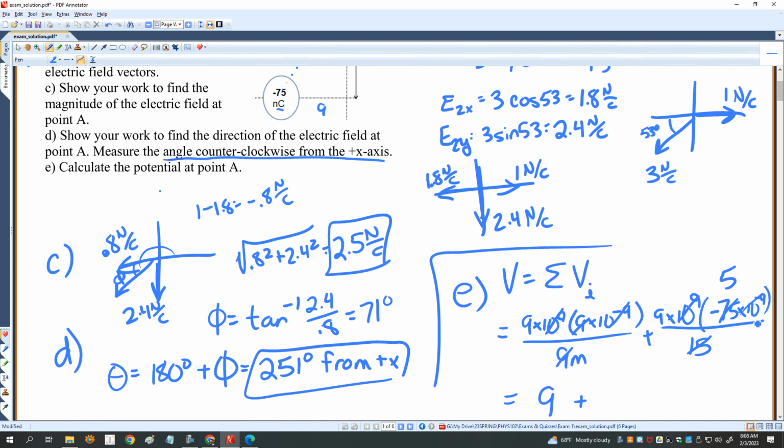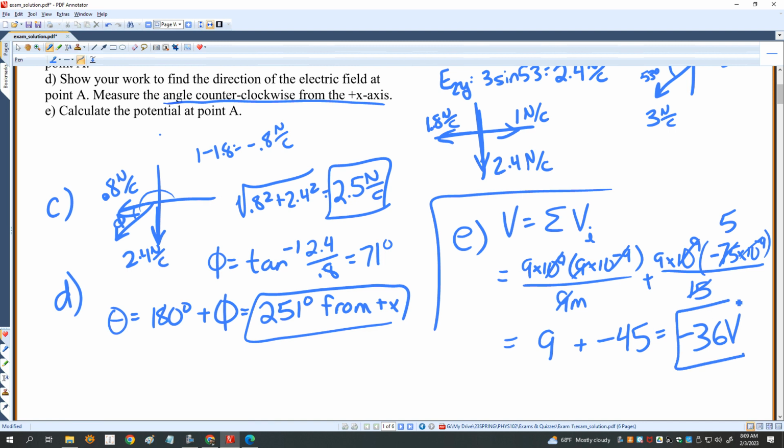So I get 9 times negative 5. There should be some parentheses there. 9 times negative 5, which is what? Negative 45. So I get negative 36 volts. So that's the answer there.